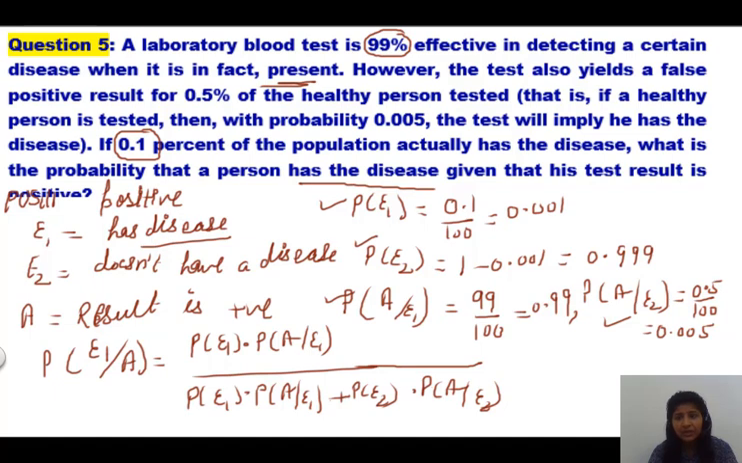Clear? So now I think these questions are clear, and then we will discuss the other questions in the next lecture, which is your lecture number 5. Exercise 13.3, some of the questions of homework as well as the other questions.